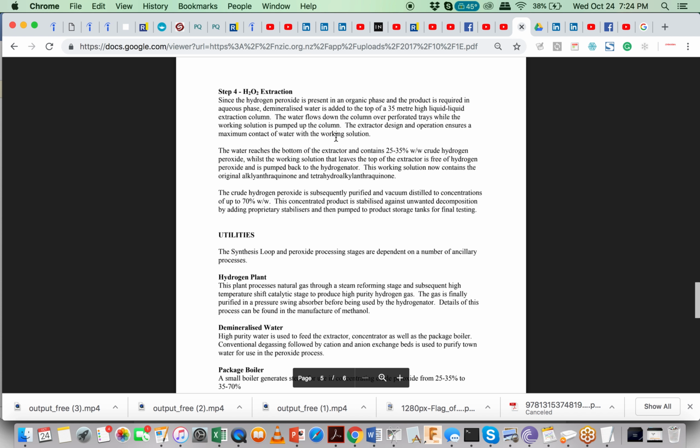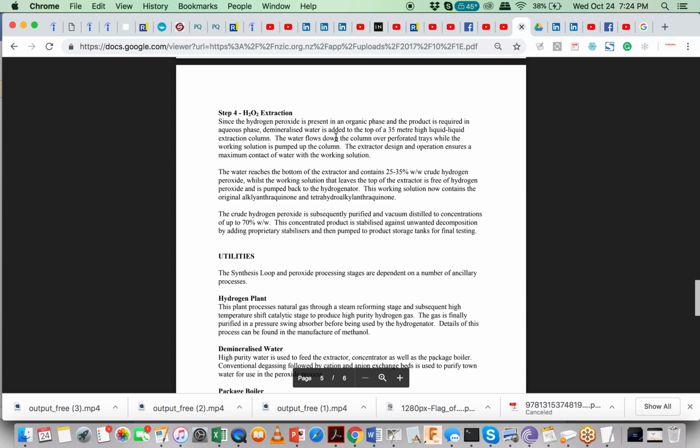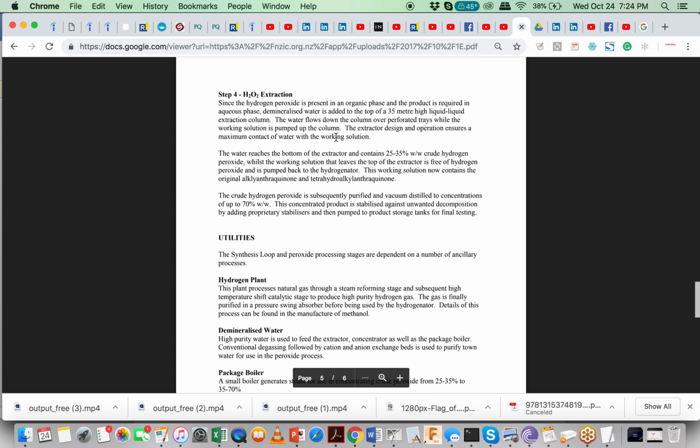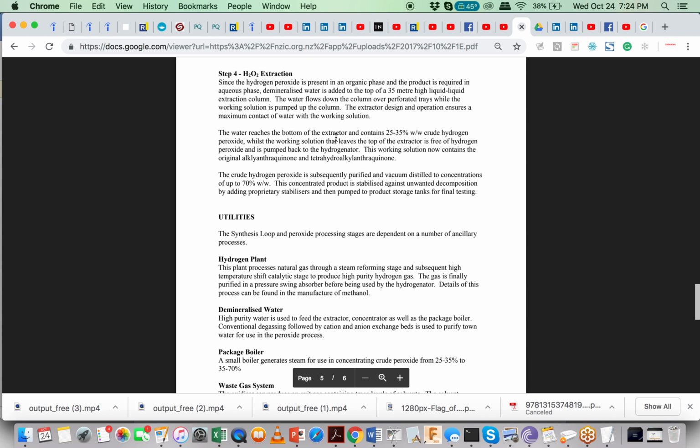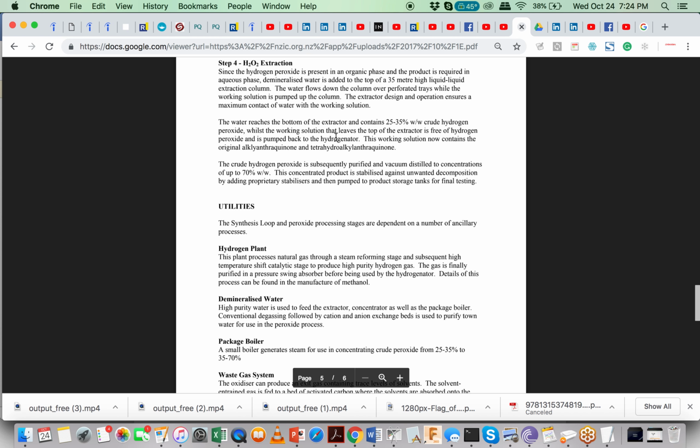Demineralized water is added to the top of a 35-meter high liquid-liquid extraction column. The water flows down the column over perforated trays where the working solution is pumped up the column. The extractor design and operation ensures a maximum contact of water with the working solution.